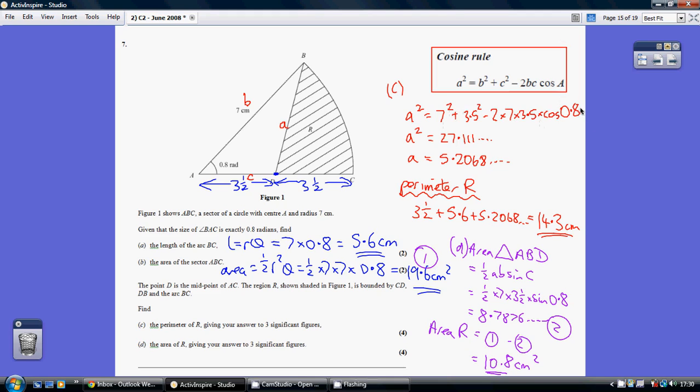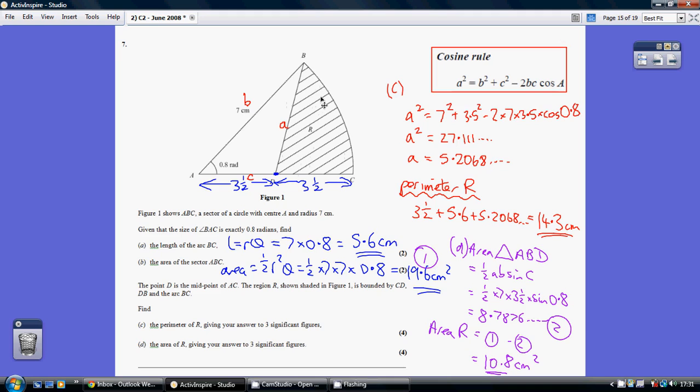So working all that out on the right hand side, you get A squared being 27.111, square root you get 5.2068, so that is the third side of the perimeter, so that comes into there. So the perimeter is the 3.5, add the 5.6, add the 5.2, that's the journey all the way around R, total 14.3 centimetres.